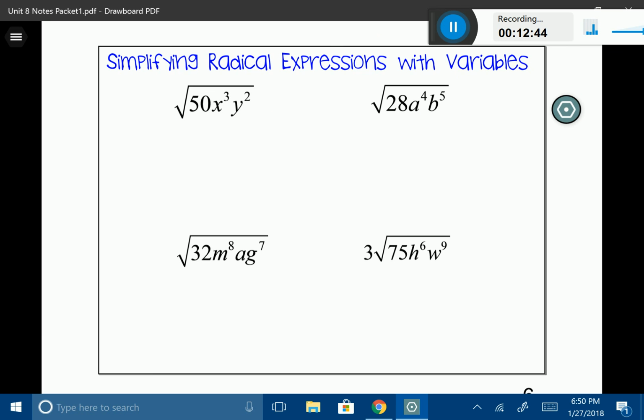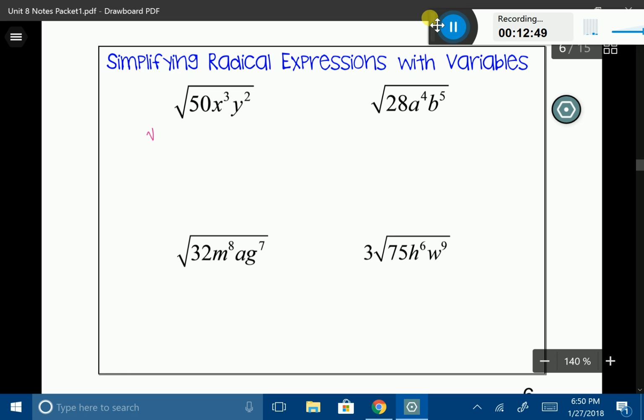So the first thing I want to do is do the product rule in reverse. I want to break this radical down into 3 parts. First, I'm going to break it down into just the constant number 50. Then I'm going to break it into x cubed, and then I'm going to finally break it into y squared. That's where you want to start. So you're basically, again, doing the product rule backwards.